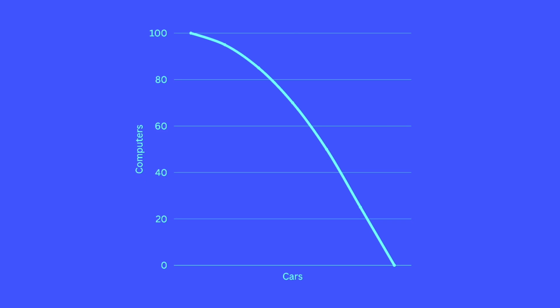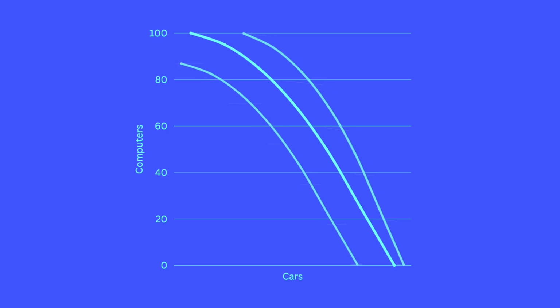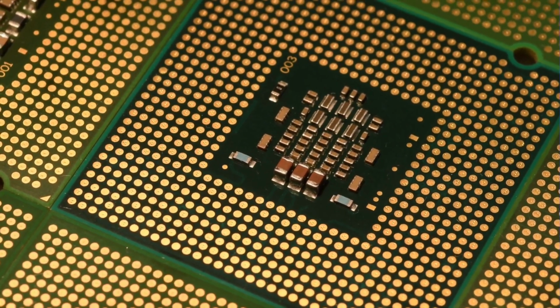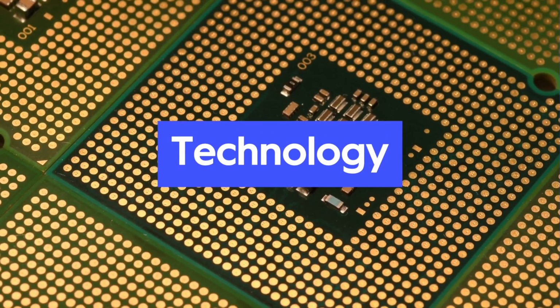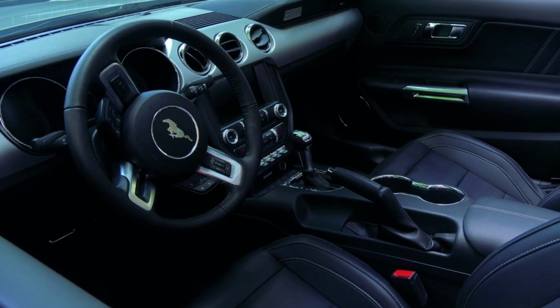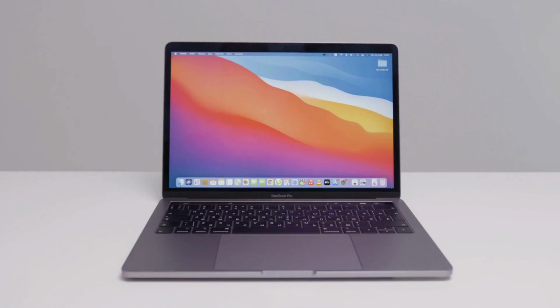For now. When the whole curve moves, we're talking about growth or contraction of total output, not just a new mix of goods. One factor that shifts the curve right is new technology. Better methods that boost productivity so we can make more cars and more computers with the same inputs. And that's just one way economies can expand their possibilities.